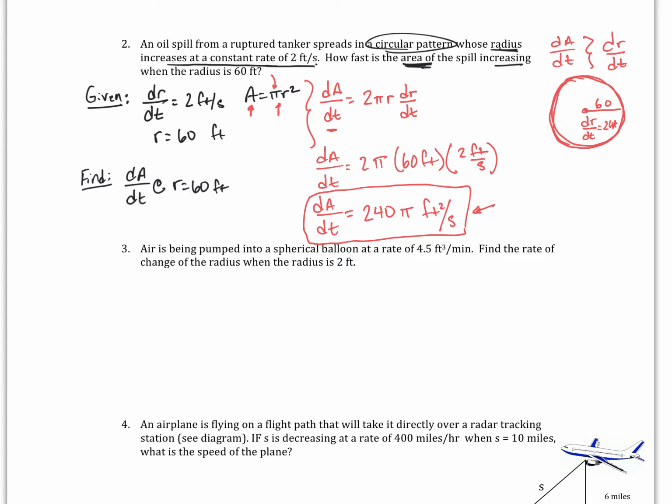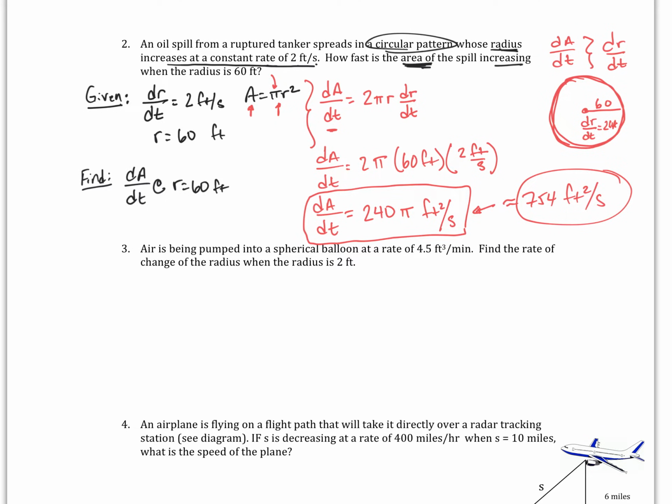If you want to express this as a decimal, it's approximately 754 feet squared per second, if you multiply it by 3.14. All right, let's take a look at the second one now.